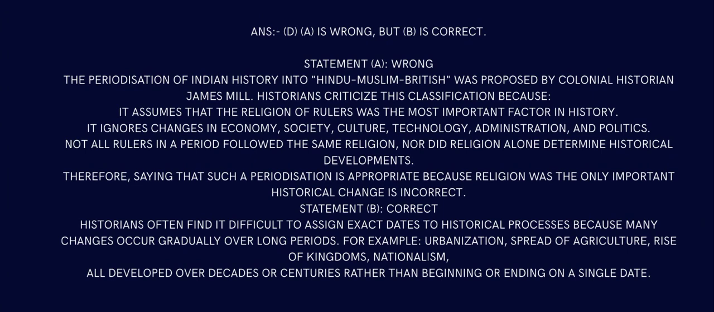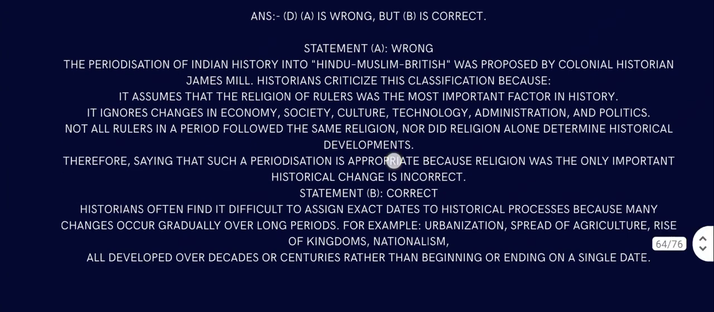Statement B is correct because historians often find it difficult to assign exact dates to historical processes, because many changes occur gradually over long periods. For example, urbanization, spread of agriculture, rise of kingdoms and nations, everything happened over a long period of time. You cannot pinpoint a certain time that this happened at 7 p.m. on May 13 in the year 600 BC. You cannot pinpoint that. All developed over decades or centuries rather than beginning or ending on a single date.